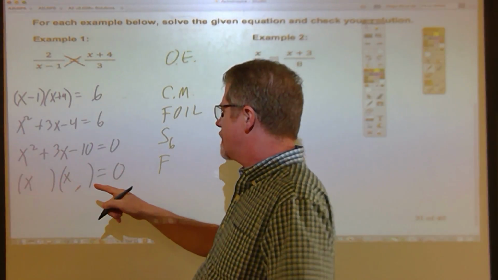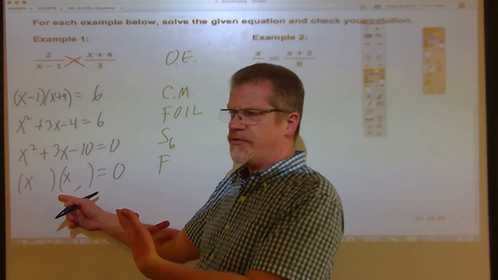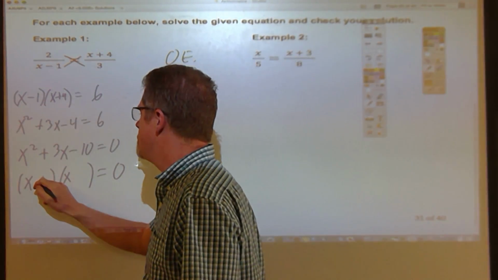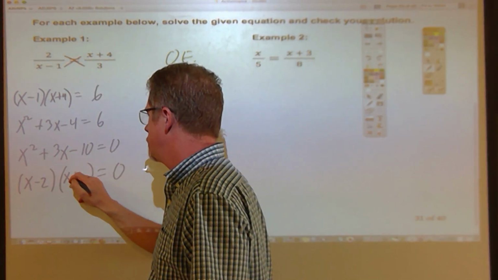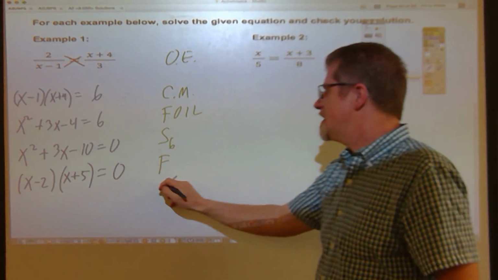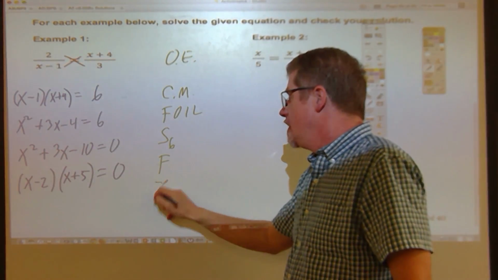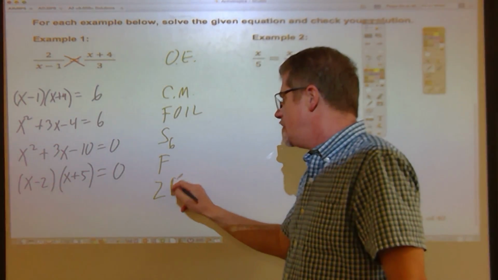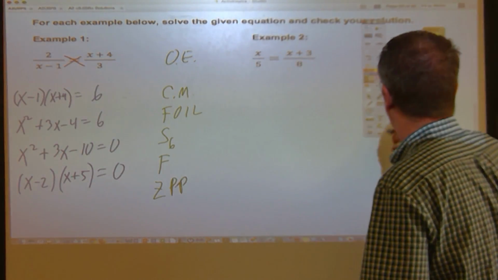So anyway, does someone have the correct factorization? Alana, go ahead. So x minus 2. Yeah, that does it. x minus 2, x plus 5. So now we're all set up. We have a product equal to 0. So when we have a product equal to 0, we use the zero product property. Finish it from here.